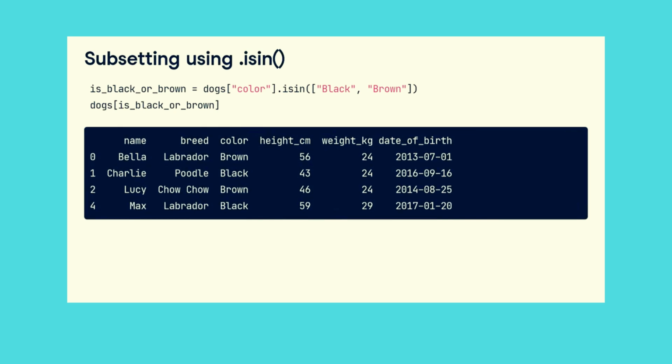If you want to filter on multiple values of a categorical variable, the easiest way is to use the isin method. This takes in a list of values to filter for. Here, we check if the color of a dog is black or brown and use this condition to subset the data.